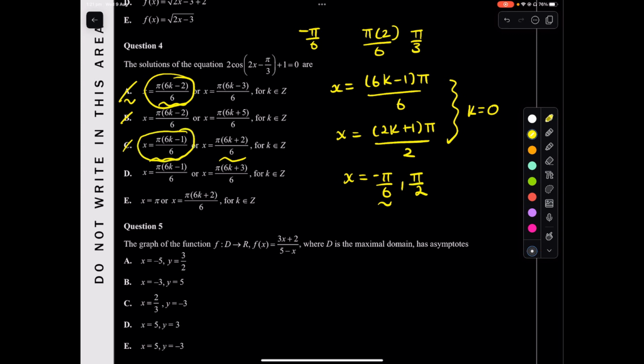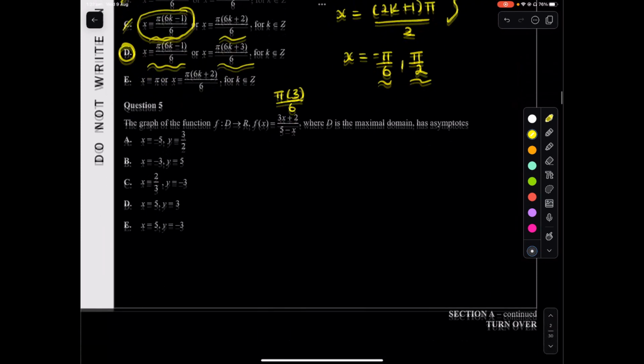So it can only be this, maybe. Let's try this one. So if we shove in 0 to the second equation, we'll get 3 pi all over 6, which is 2 pi. So it gives us the same answer. So D should be your answer. Yep, that's how you would do that question.